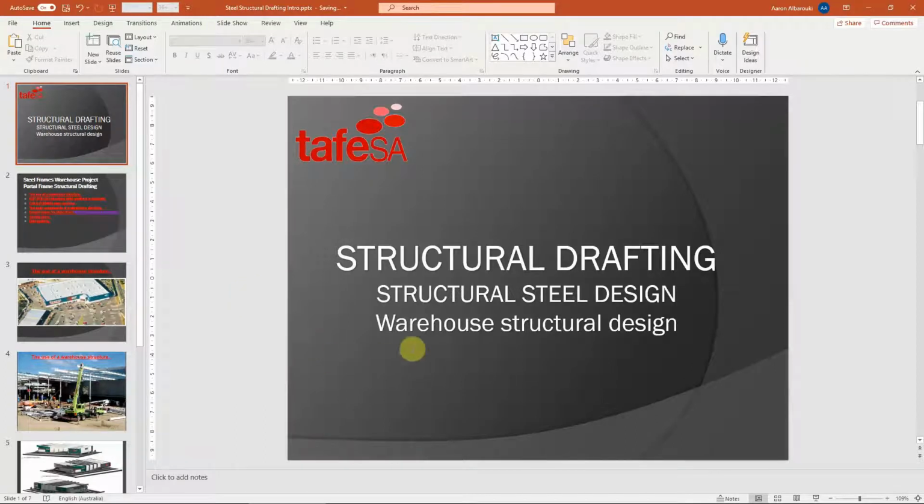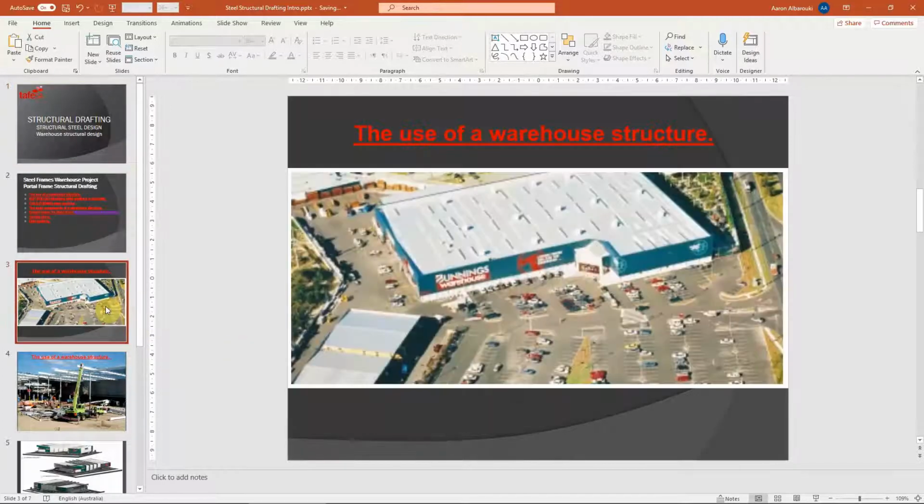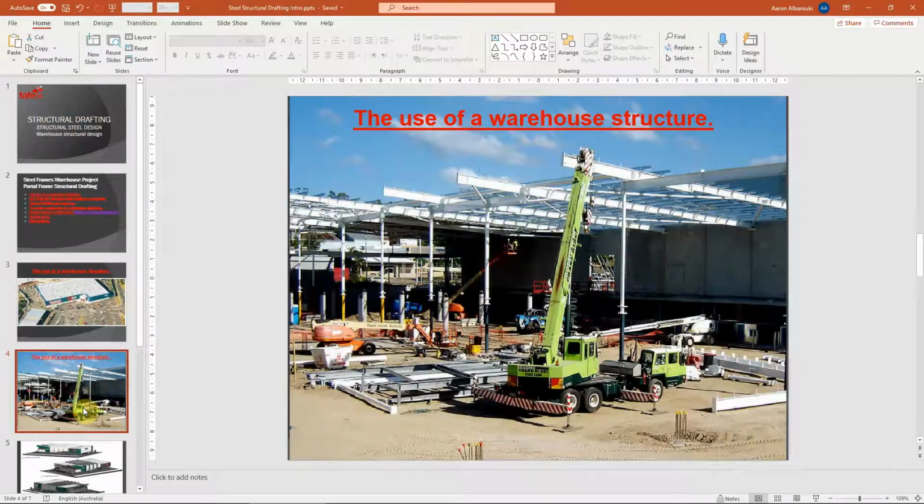We will start with part 1 for structural steel design. The example we'll be using for the structural steel design is a warehouse structural design. The type of structure for a warehouse is a comprehensive example of what we need for learning steel design, connections and all other components. Therefore we use this example for you.